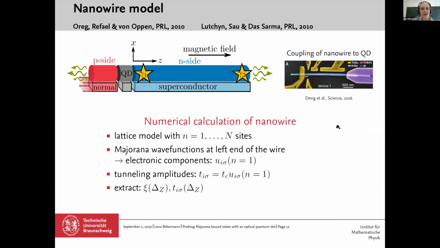As I told you in the beginning, we investigated this nanowire model, and therefore we take a numerical calculation where we discretize the model on a lattice with n sites. Therefore, we get the Majorana wave function at the left end of the wire where the QD is coupled to, and we take the electronic components so that the tunneling amplitudes are then proportional to the electronic components at site n equal 1. From this, we extract the splitting and also the tunneling amplitudes as a function of delta Z.